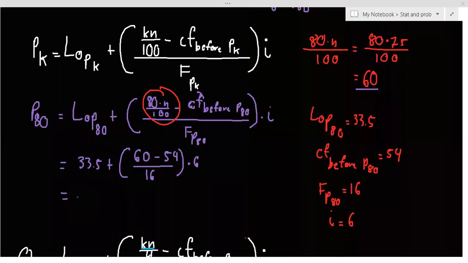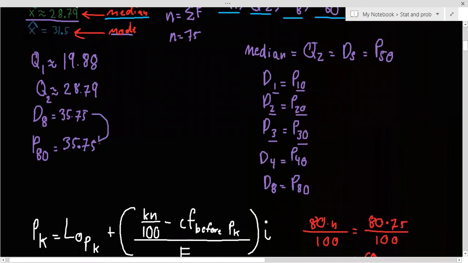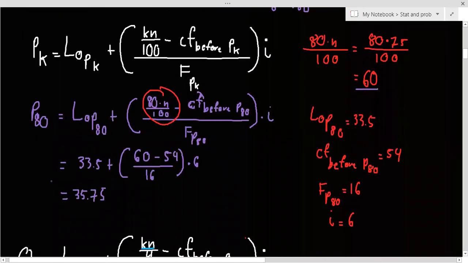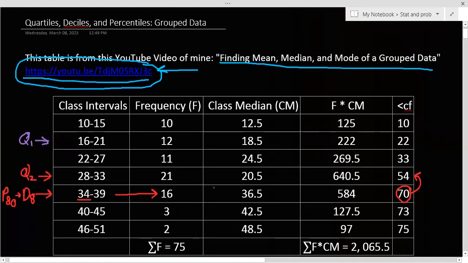So let me check. This is exactly 35.75. So you see, they are just the same as the 80th percentile. Right? So at least we prove that they're the same. Now we can safely conclude that the 80th percentile and the 8th decile are equal to each other. So that is all on how to get the given quartile, decile, or percentile in grouped data.